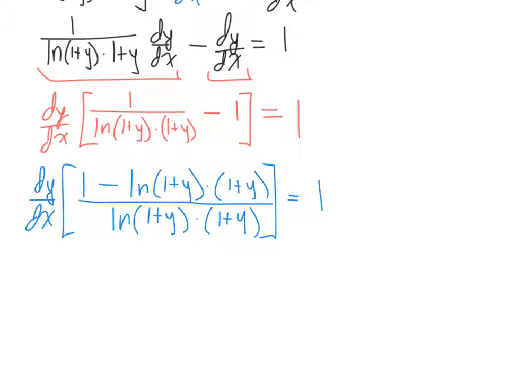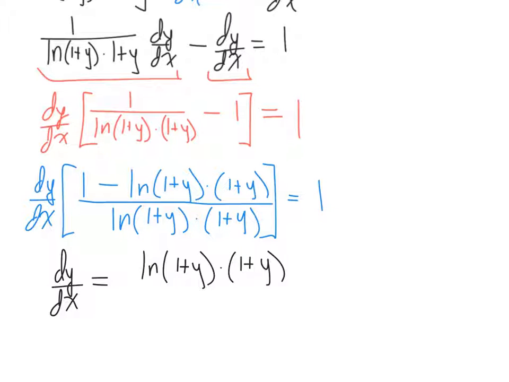Yeah, I like it better when I screwed it up and made it much easier. Multiplied by the reciprocal: ln of 1 plus y times 1 plus y, all over 1 minus ln of 1 plus y times 1 plus y.